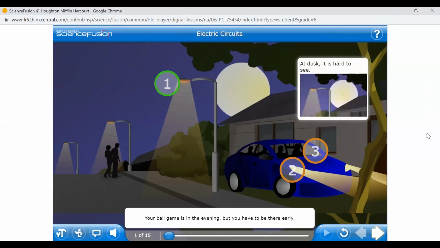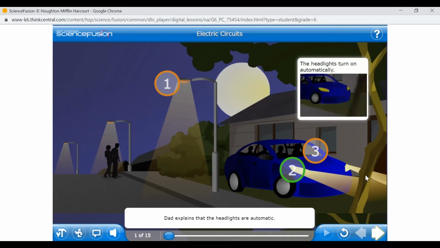Your ball game is in the evening, but you have to be there early. The sun has almost set. It's dusk, and there's not much light. This is a time when it can be very difficult to see people and other cars. The street lights are already on.